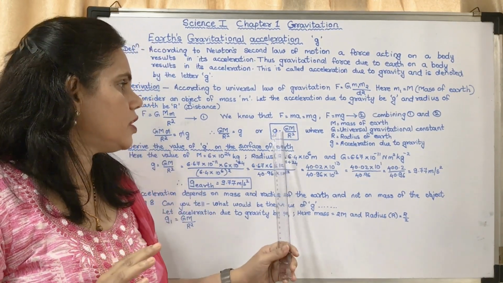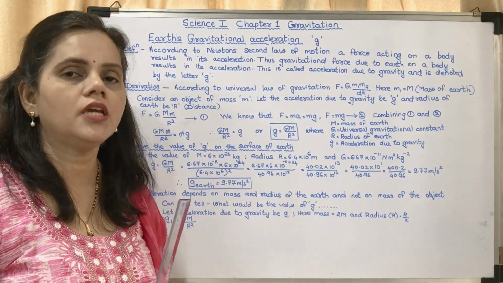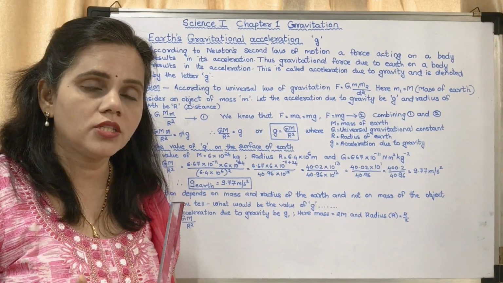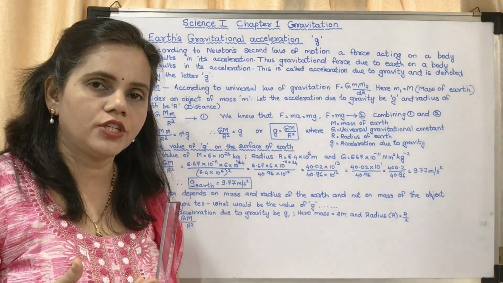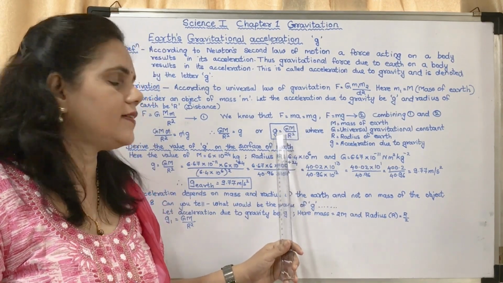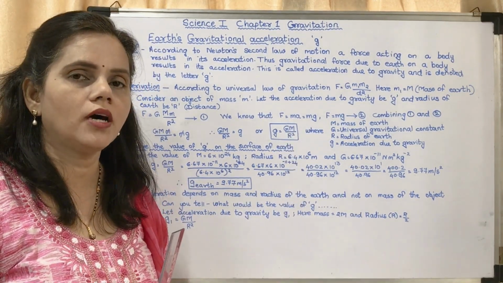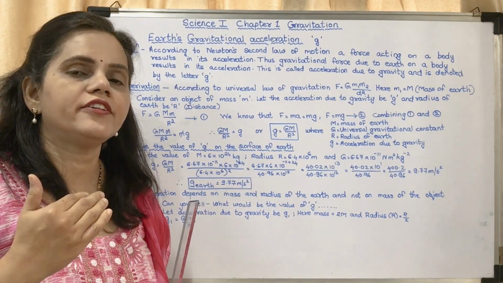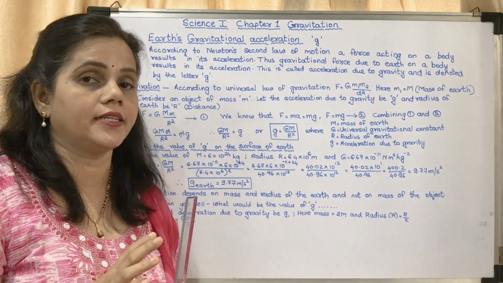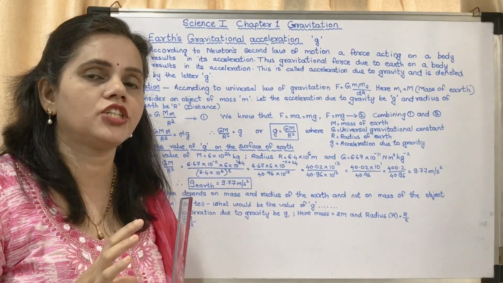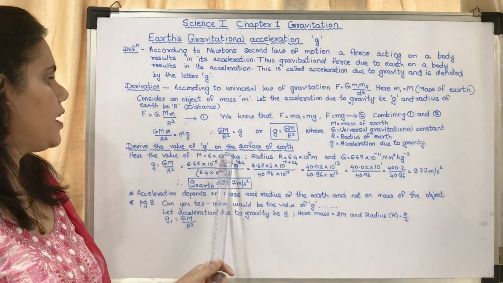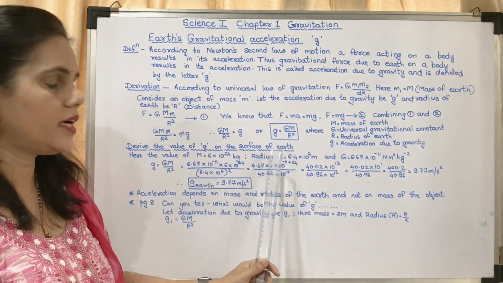Okay. Now if you have to find out the value of g, which equation do you have to use? Which g? Small g. What is small g? Small g is acceleration due to gravity. So acceleration due to gravity g is equal to GM upon r square. Now we are going to find out the value of small g on the surface of earth, that means acceleration due to gravity on earth. The question is, derive the value of g on the surface of earth.